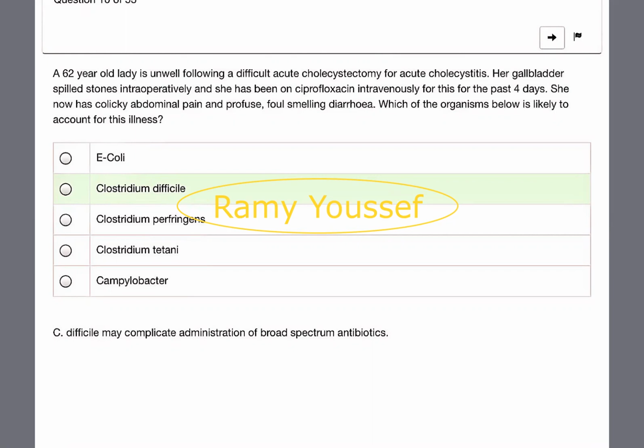Okay. Post-operative, post-antibiotic, nosocomial, in many cases in the world, it will be Clostridium difficile.